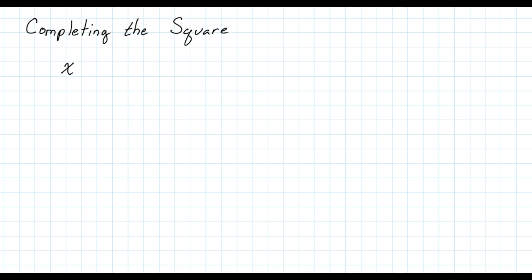So we want to complete the square, and I'm going to do this in a more general form than maybe we have to. I want to complete the square for x² + bx. Now what does that mean? I want to rewrite this in the form (x + c)² + d. So my job is to find c and d.